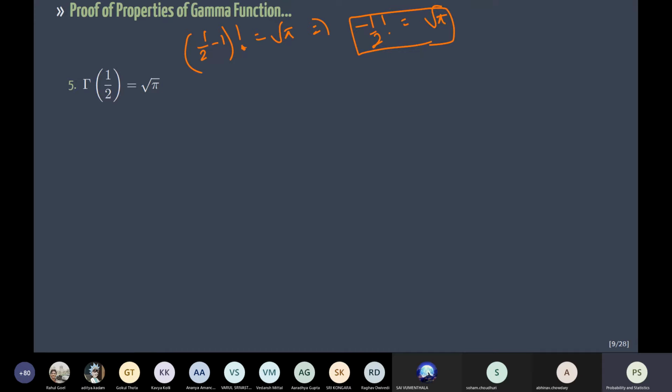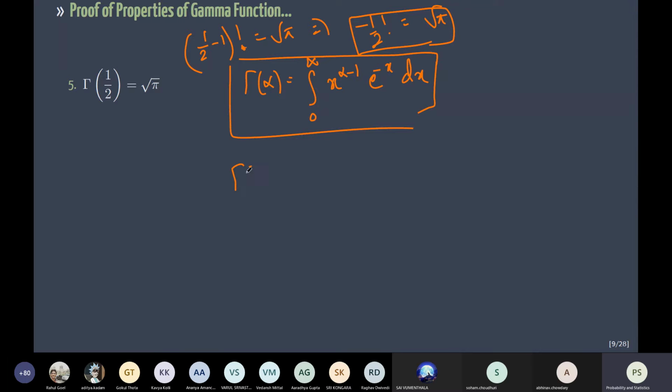So what are the things we have in hand? If we write down the gamma again, it's good to write again and again so that you memorize: integral from 0 to infinity of x to the alpha minus 1 e to the minus x. So what this is saying is ultimately gamma half, which is the integral from 0 to infinity, in place of alpha we have to put half, right? So x to the minus half e to the minus x dx. So this integral evaluates to square root of pi.